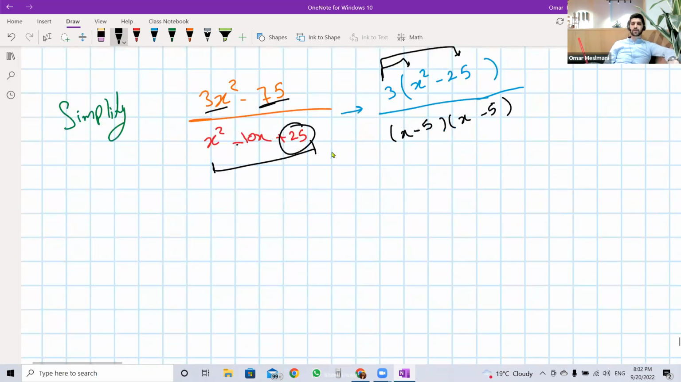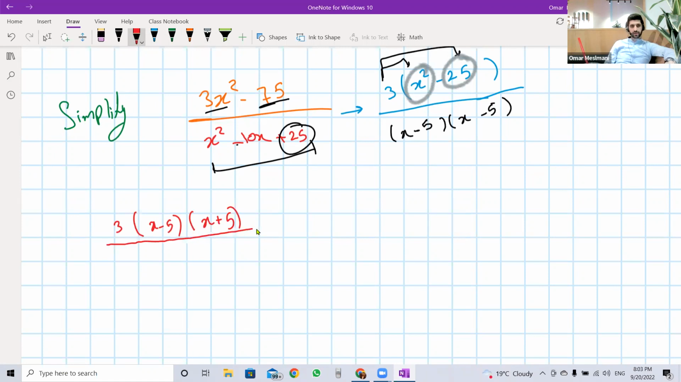Then this one, as you see, is a squared minus b squared, the formula. You remember the formula I just talked about? So with the 3 outside, it is going to be x minus 5, x plus 5. And all of that is over x minus 5, x plus 5.